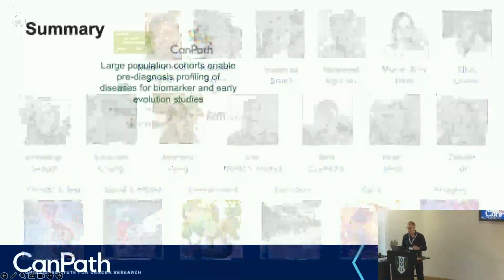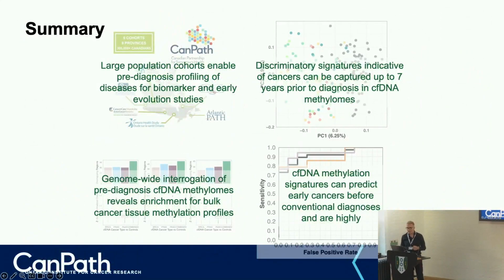So to summarize some of what we've done, I hope we've convinced you that population studies are important. They allow us to look for early detection and early signatures of cancers. They allow us to look at cellular studies with regard to aging, and they also allow us to look at the epidemiology as well. That's it. Thank you.